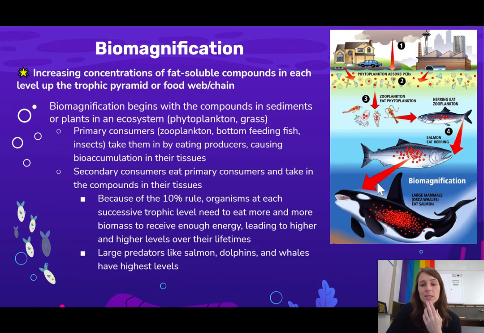Now, especially if we look at this diagram here with these orcas, they're going to have tons of POPs and other biomagnifying compounds in their tissues, because it's been moved up the food web at increasing levels, and they have the most because they're eating the most biomass that is contaminated with these compounds. You may or may not notice that this diagram is from Seattle. This is because our local orca population, one of the reasons that they are not thriving as a species is because of this biomagnification of toxic compounds.